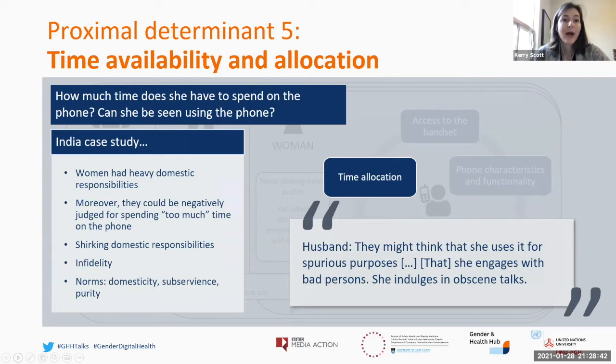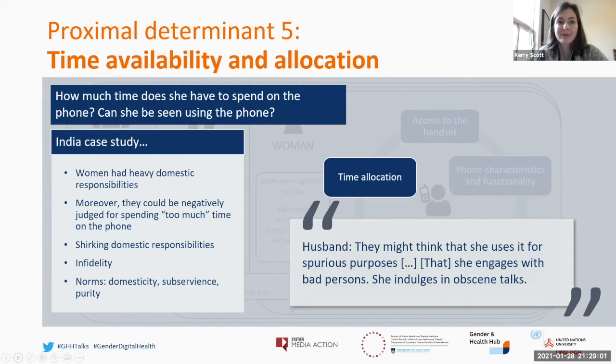Respondents spoke about how women were busy, so they couldn't spend a lot of time on the phone. However, when we dug in more, it appeared that spending less time on the phone was strongly linked to social norms that made women vulnerable to negative judgment if they were seen to be spending a lot of time looking at or speaking on the phone.